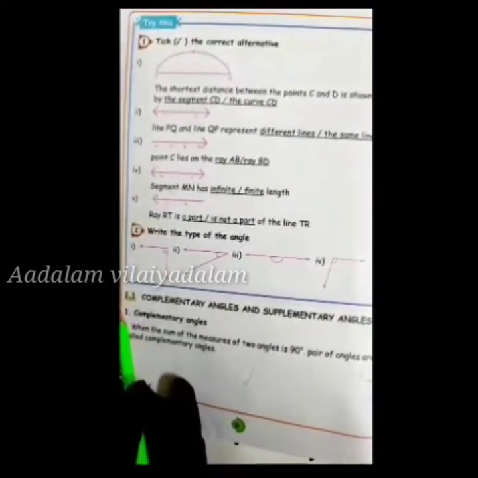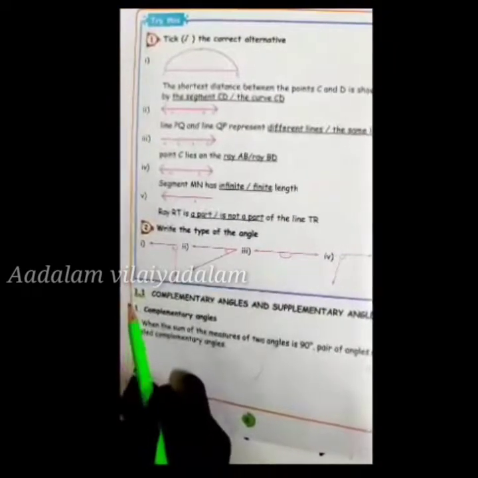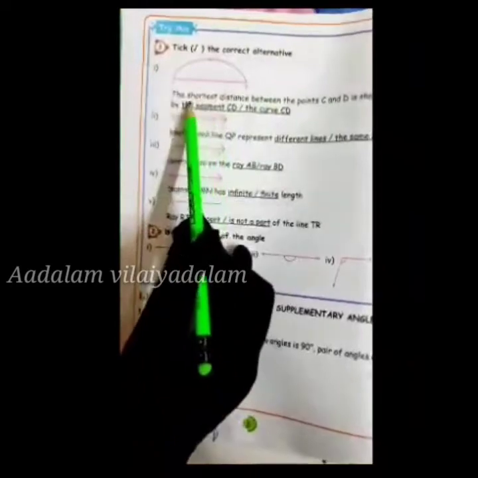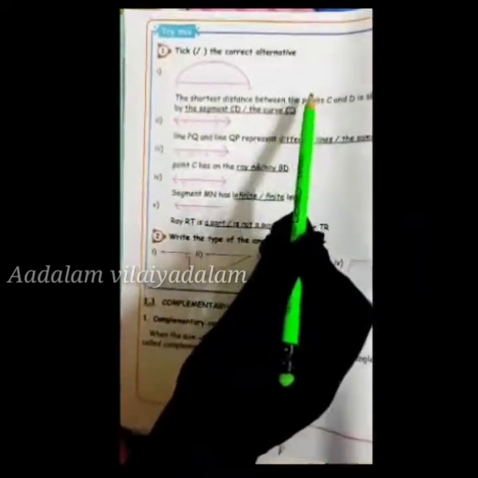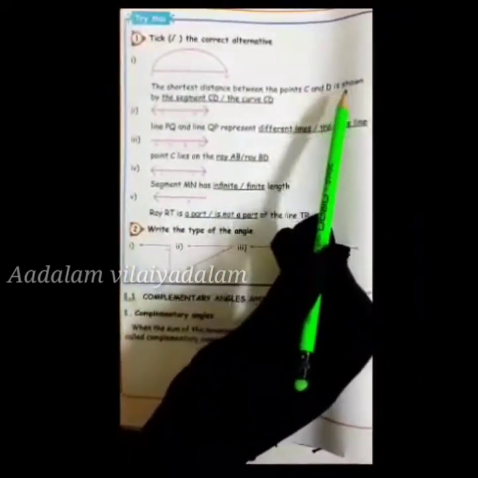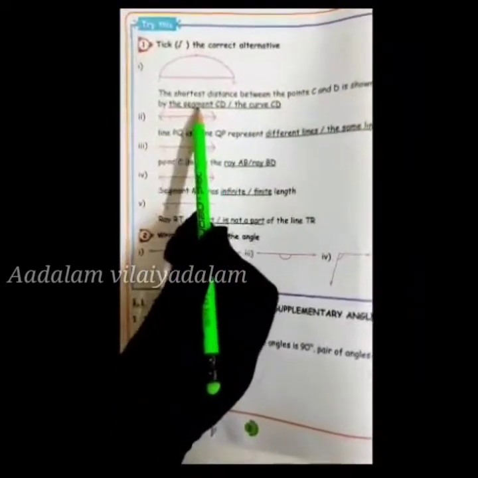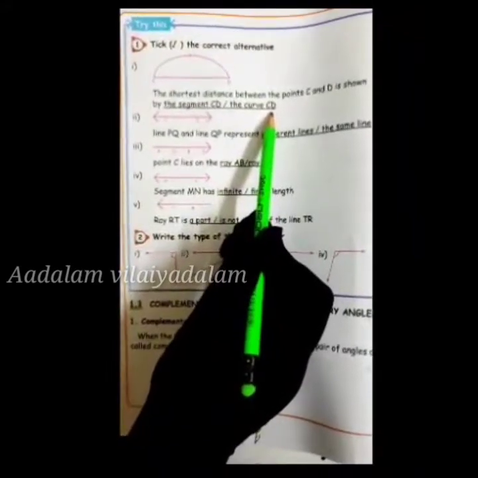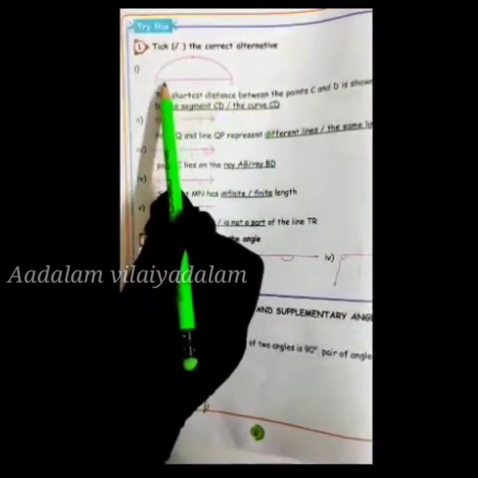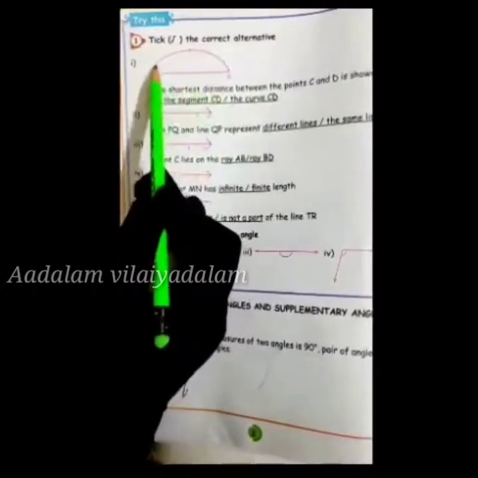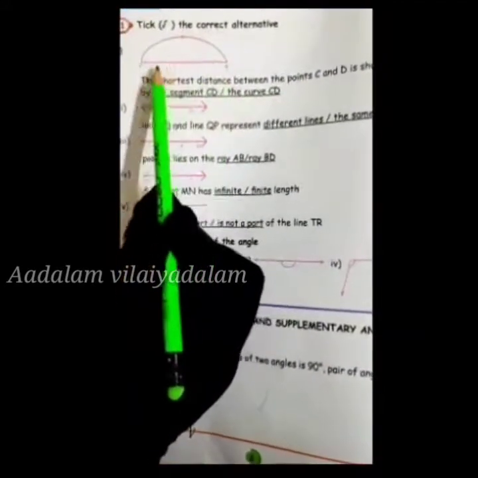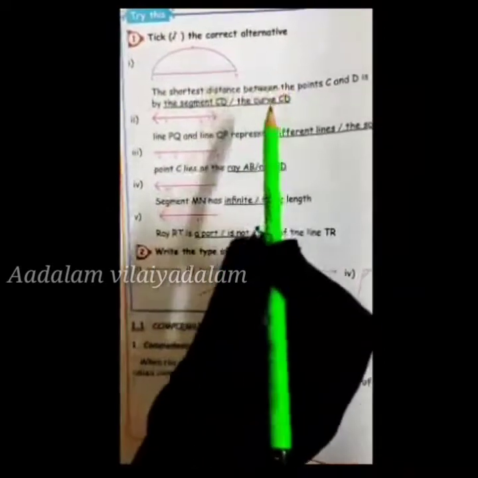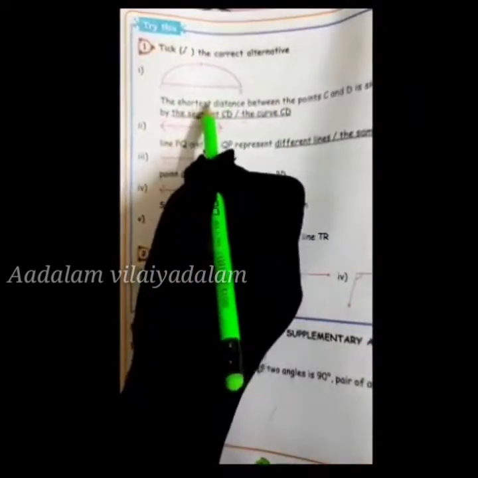Let's move to the exercise part, children. Here the choices are given. Tick the correct alternatives. First one: the shortest distance between the points C and D is shown by the segment CD or the curve CD. So which is the shortest path, children, here? Whether it is CD or curve CD. The shortest path is this, the segment CD. So the answer will be the segment CD.